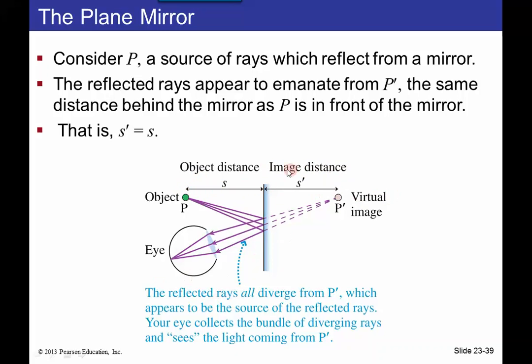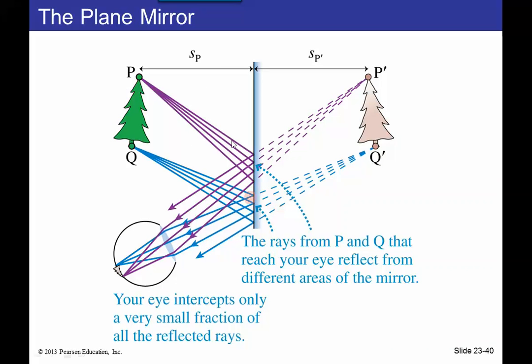And what we can say for these flat mirrors is that these two values are the same: S is equal to S prime. That is just a simple mathematical equation that we can use to describe the physics of plane mirrors.